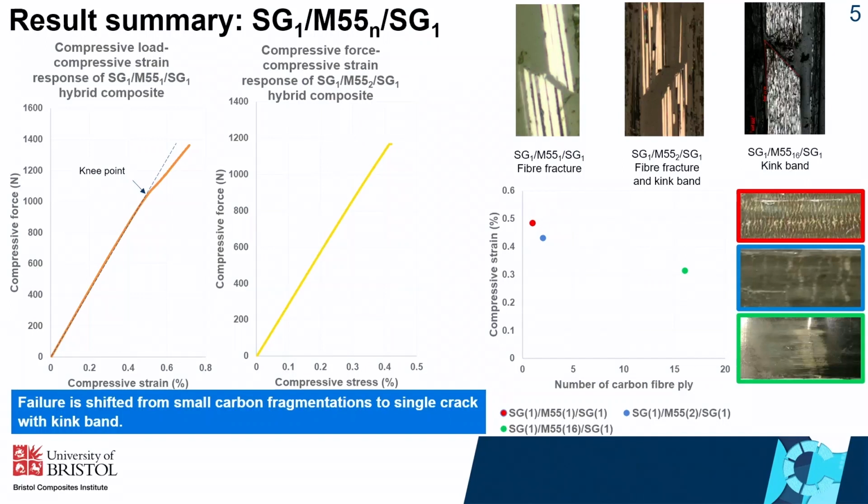I used an optical microscope to observe the failure characteristics. You can see that the failure shifts from fiber fracture in the single ply case to a single crack with kink band in the 16 ply case. And again, we can observe that the number of carbon fiber applied decreases the composite strain of the material.